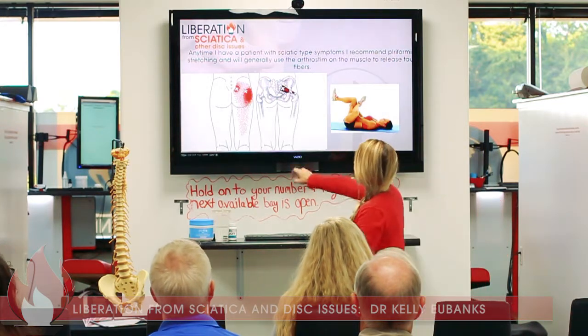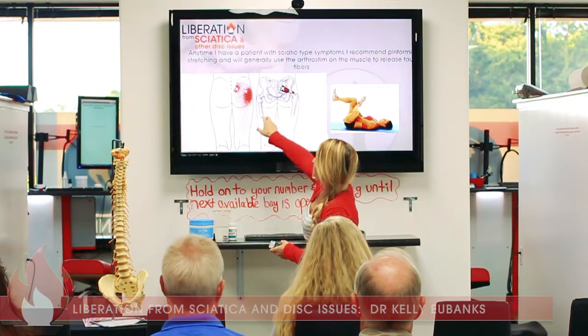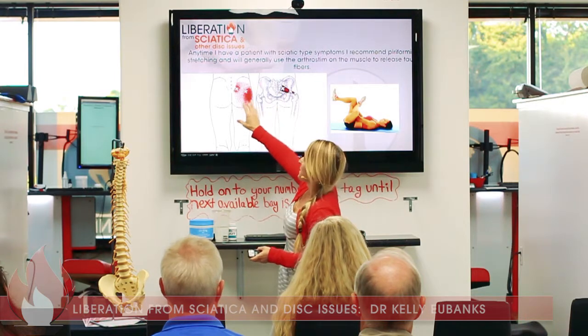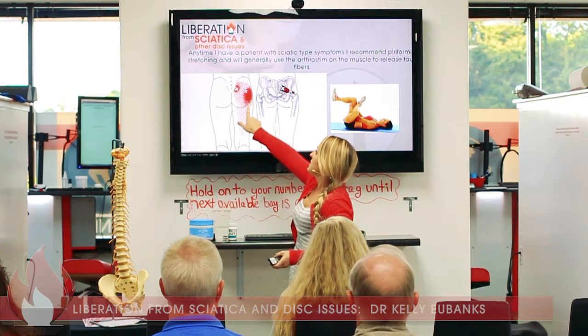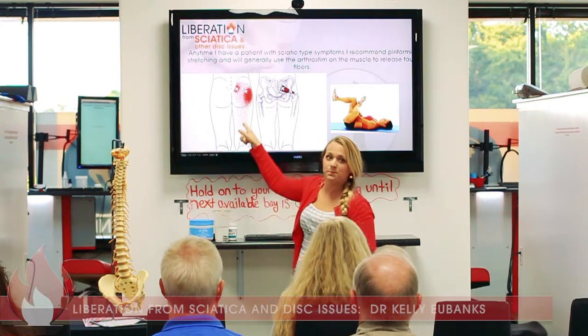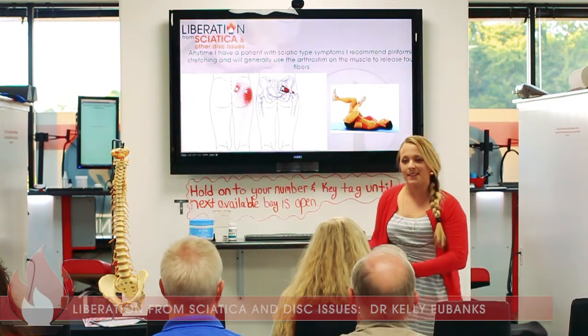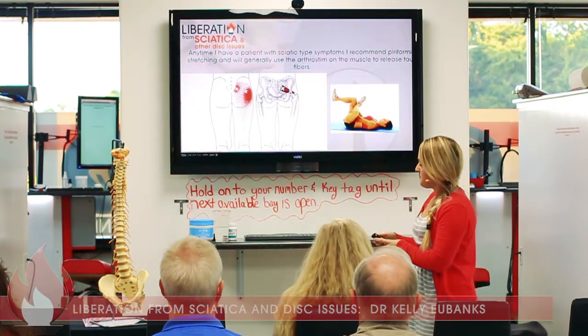But here's the piriformis muscle. If there's a trigger point or it's taut or there's something going on with that muscle, this is the distribution of pain. And that's the exact same distribution of the sciatic type pain.